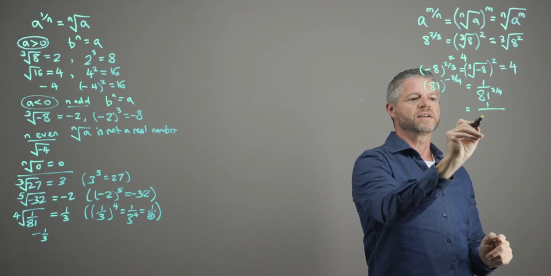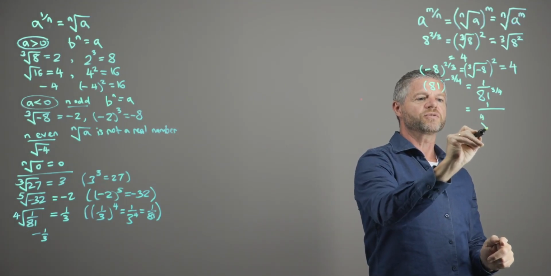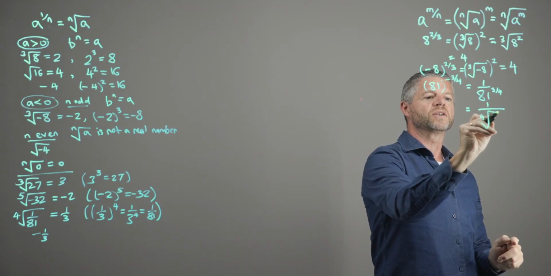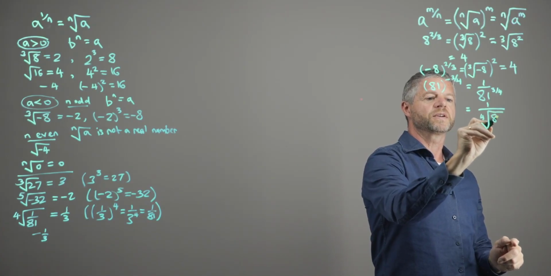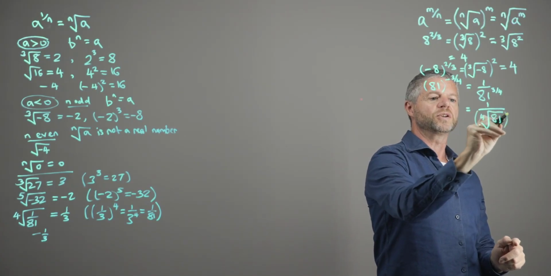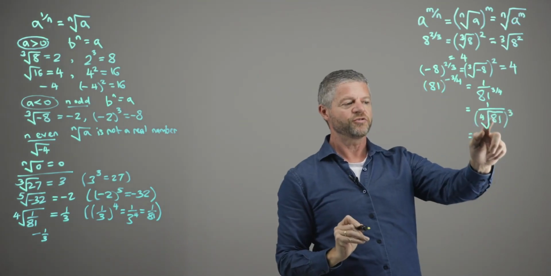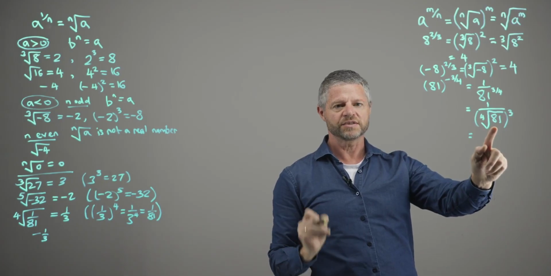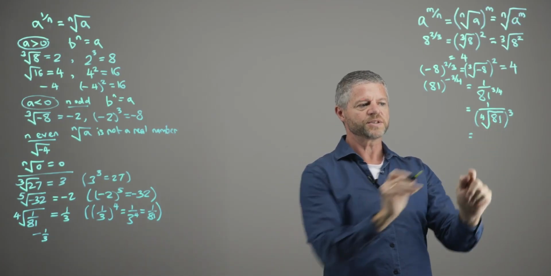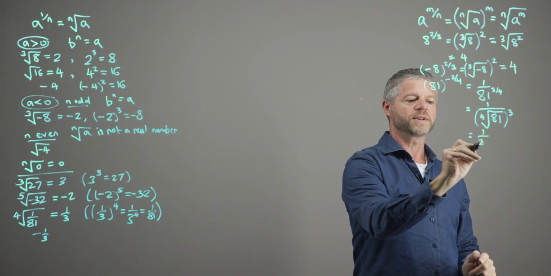So it's the principal fourth root of 81 cubed. The fourth root of 81 is 3, and 3 cubed is 27. So this comes to 1 over 27.